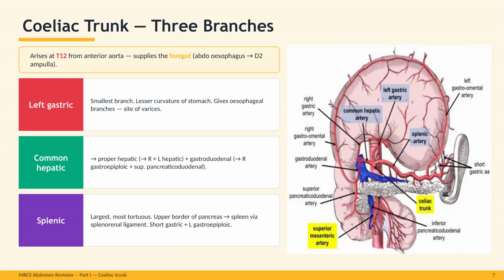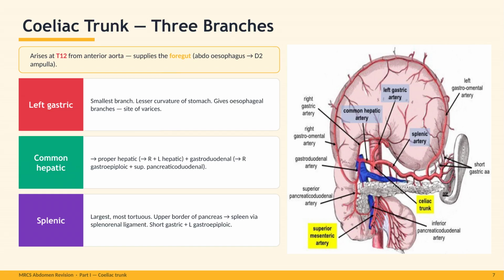The celiac trunk arises at T12 from the anterior surface of the aorta, and it supplies the foregut. That's from the abdominal esophagus down to the ampulla of Vater in D2. 3 branches, easy mnemonic: left gastric, common hepatic, and splenic. Left gastric, the smallest branch, runs along the lesser curvature of the stomach. Critically, it gives off esophageal branches, and that is the site of esophageal varices in portal hypertension. So when you see hematemesis with cirrhosis, that's the anastomosis you're thinking about.